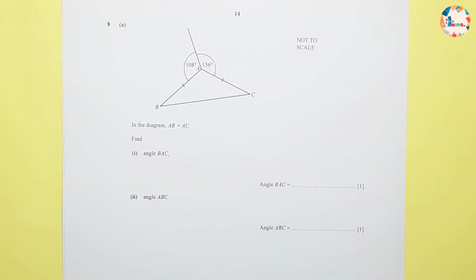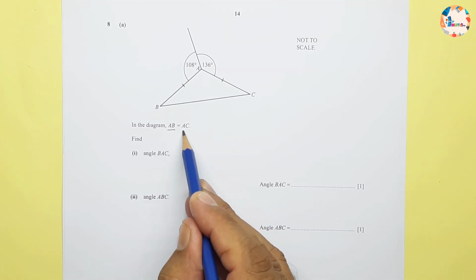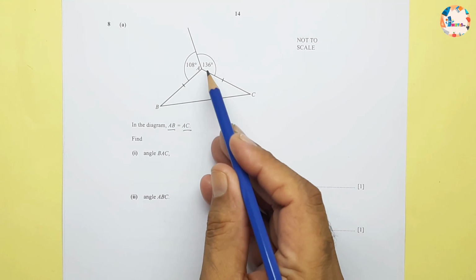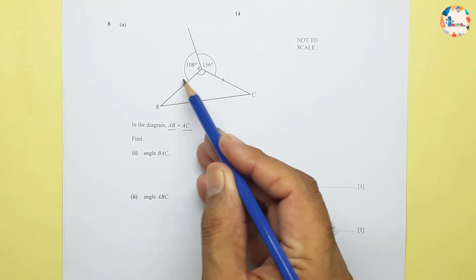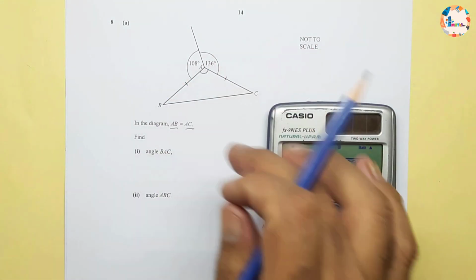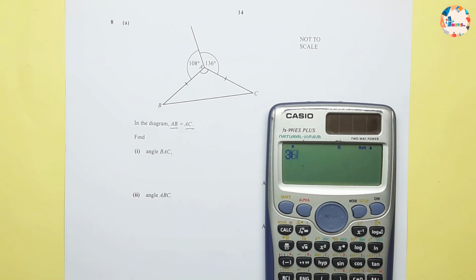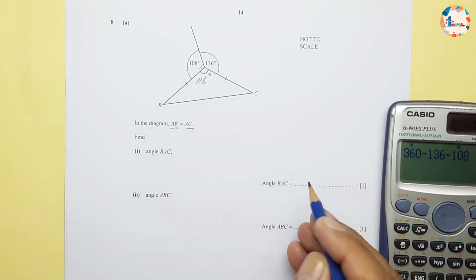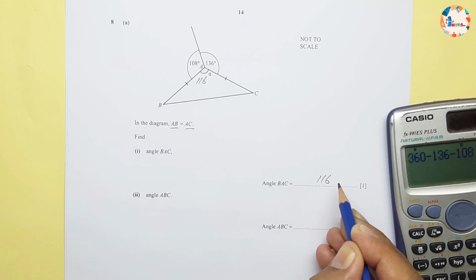This is question number 8. A part, this is a triangle provided with the two sides equal. In the triangle, AB is equal to AC, and find angle BAC. We have to find angle BAC. Basically this one is easier. We know that these angles are adding up to 360. So 360 minus 136 and minus 108, this will be equal to 116. So this is 116 degrees. We can write here 116 degrees.